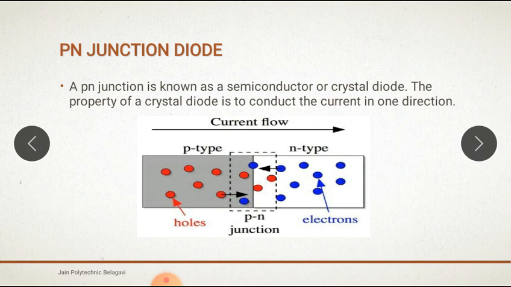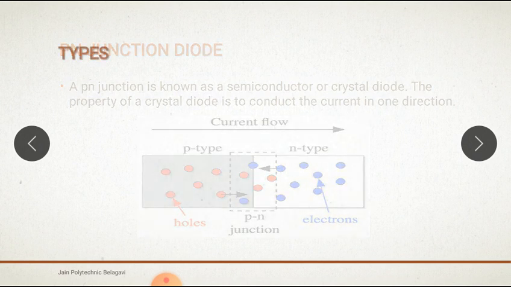It is called a barrier potential because it acts as a barrier and opposes the flow of positive and negative ions across the junction. To make use of this PN junction diode, we have to apply an external DC supply. This is how the PN junction diode works.